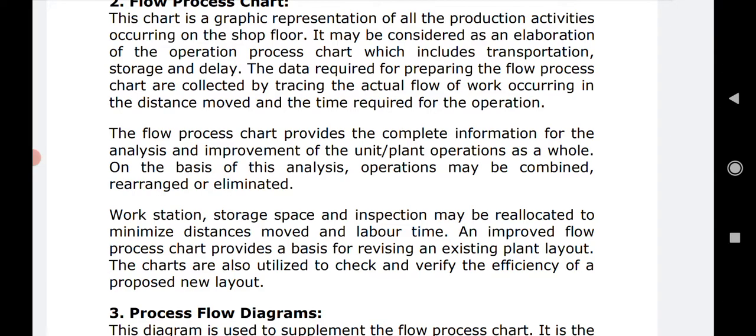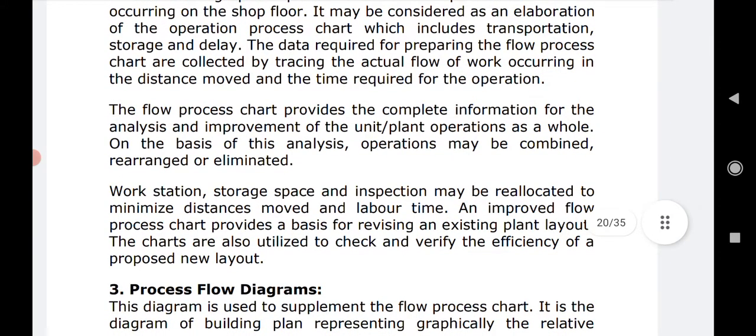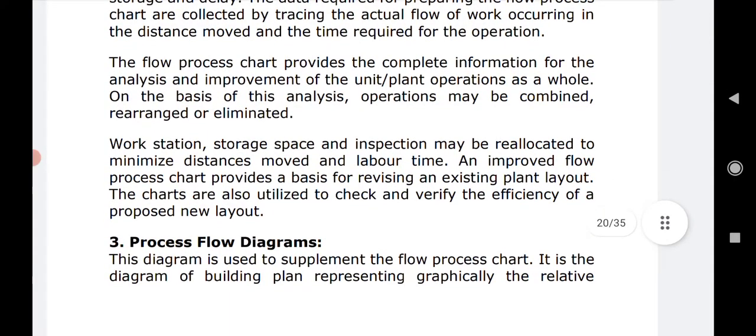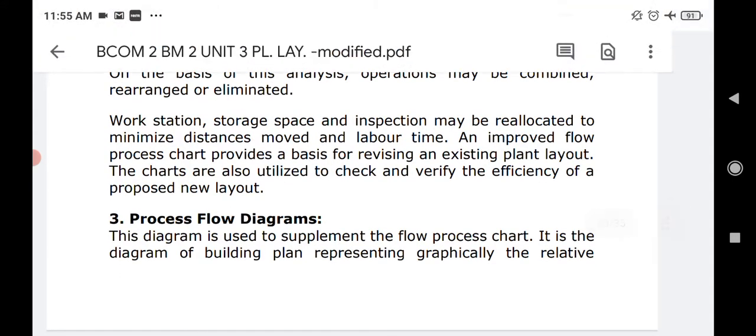The data required for preparing such flow process charts may be collected by tracing the actual flow of work occurring at the different places, and whatever the time required, everything can be mentioned here. So the flow process chart provides complete information for the analysis and improvement of the unit.